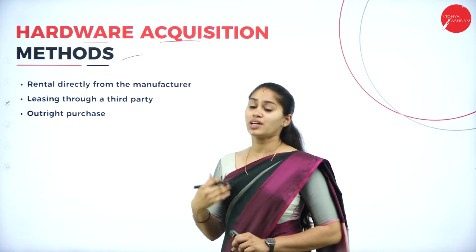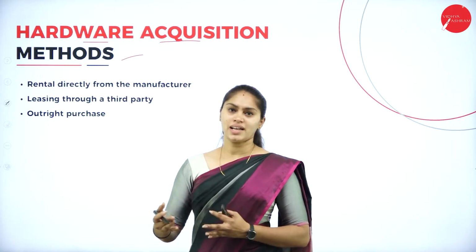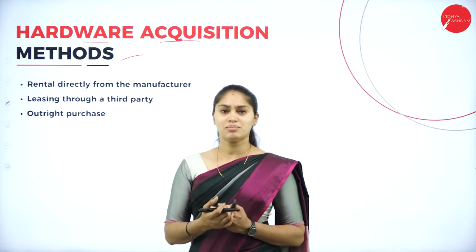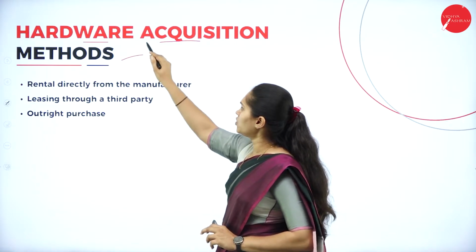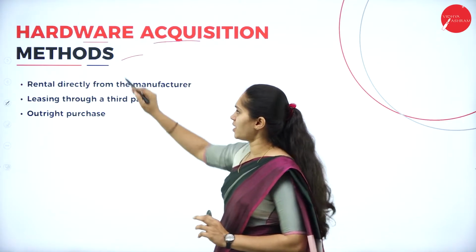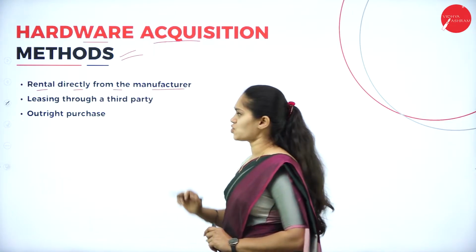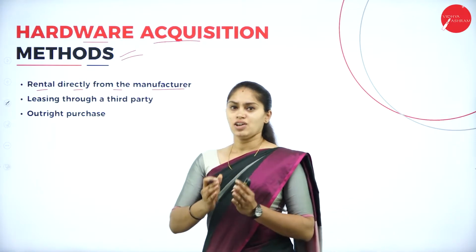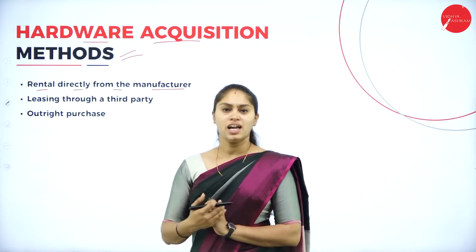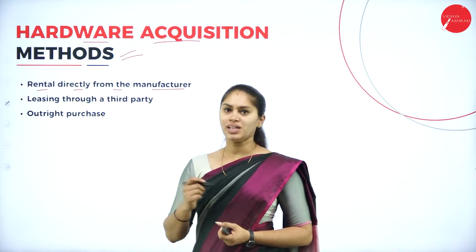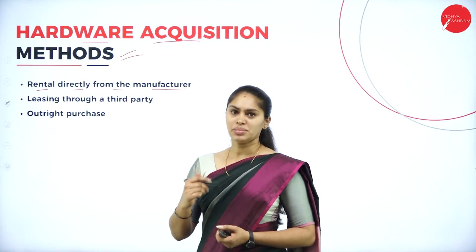Now I got to know what approaches I have. I will take the opinions of others, I will take the feedback, and I will go with a rating or scoring method. I will take care of the money, and I will take care of what time it is going to reach me. So here we are going to acquire the hardware based on some methodologies. What are those? Rental directly from the manufacturer. I can take a rent, like if you are running an organization but you don't want to own that hardware device for the information system. At that time you can go with the rental option, or you can go with the lease option, or else you can go with direct outright purchase.